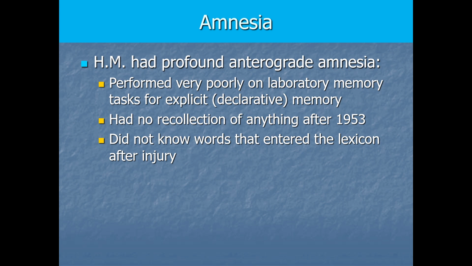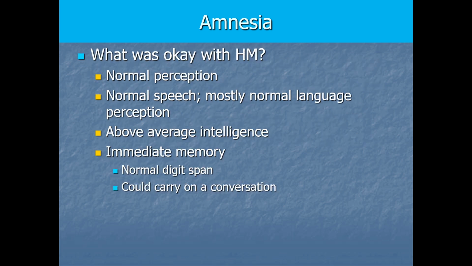But okay, that's what was impaired in HM. Now the question is, what was still intact despite having such an important part of his brain missing? Neuropsychologists like Suzanne Corkin and Brenda Milner and his surgeon, William Scoville, and others studied a whole range of brain functions to better understand his condition. So his perception was normal, his speech was normal, and his understanding of language was mostly normal. His intelligence was actually above average, so it hadn't caused any sort of universal decline in cognitive capacity.